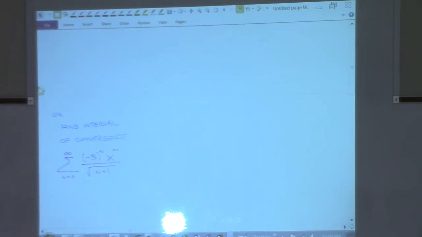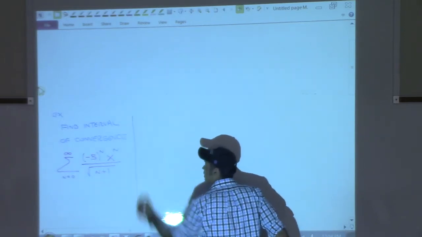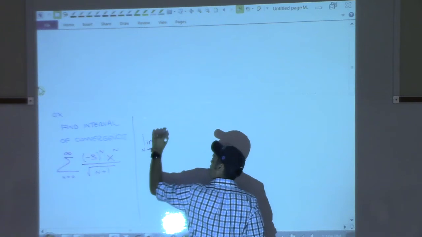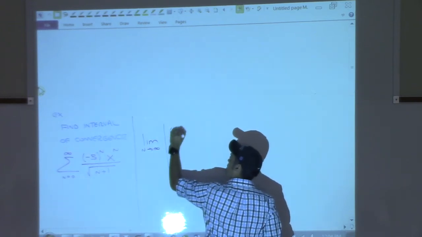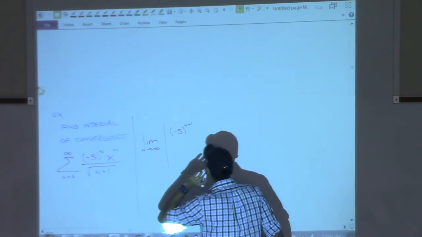Martin, your first one here. Okay, what's the first step, Martin? Ratio test, okay. So will you tell me what to write? Then we're going to start with the fraction with n plus 1. So we're going to have -5 to the n plus 1 times x to the n plus 1.